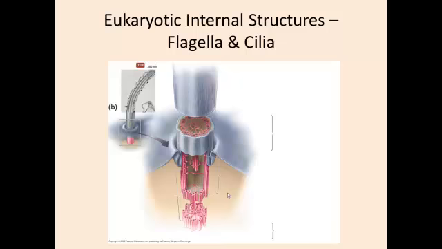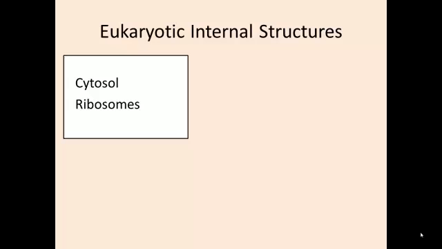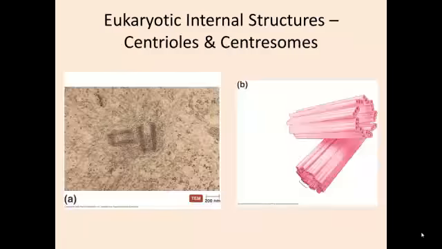Hopefully that'll work. Eukaryotic cytosol, same as the prokaryotic cytosol, is the liquid portion of the cytoplasm. Ribosomes, we already talked about. 80S versus the prokaryotic 70S, both synthesize proteins. Now, here's something that you won't see in prokaryotes. Centrioles. Centrioles look like basal bodies.